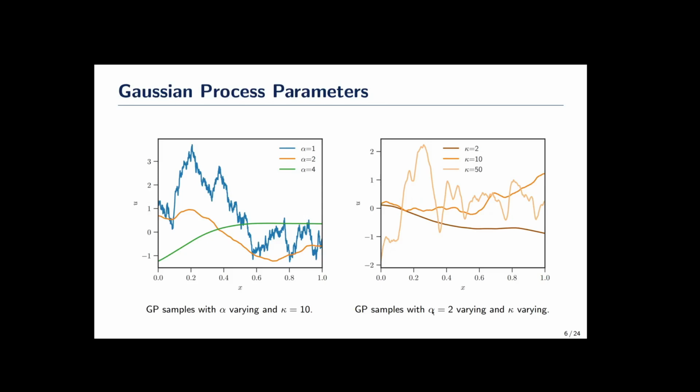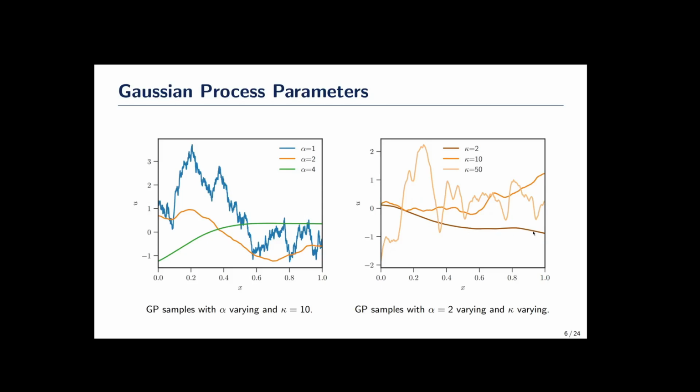And when we fix our regularity parameter, and instead let kappa vary, so our length scale parameter, we can then observe that for very small length scale parameters, our actual correlation length will be very large.